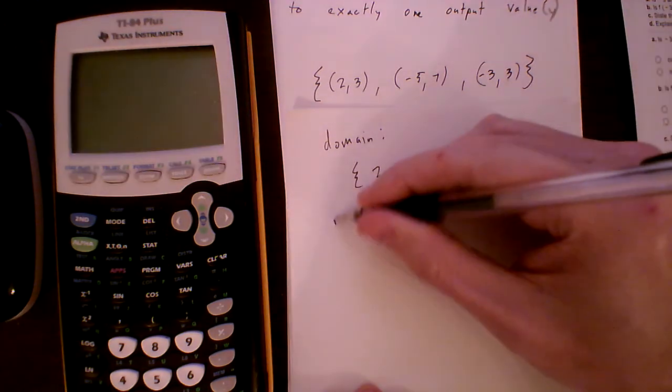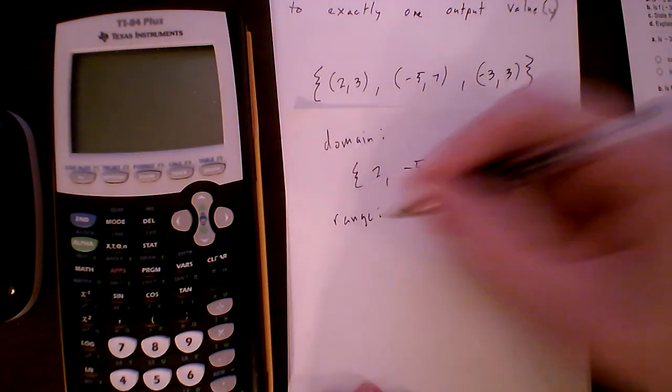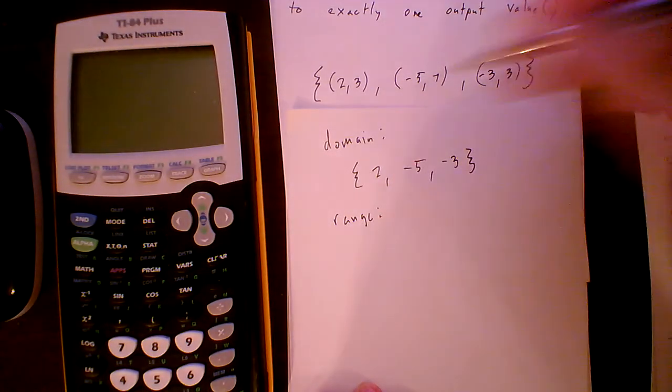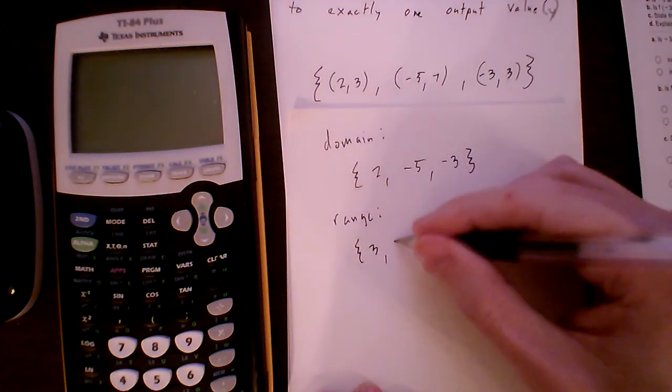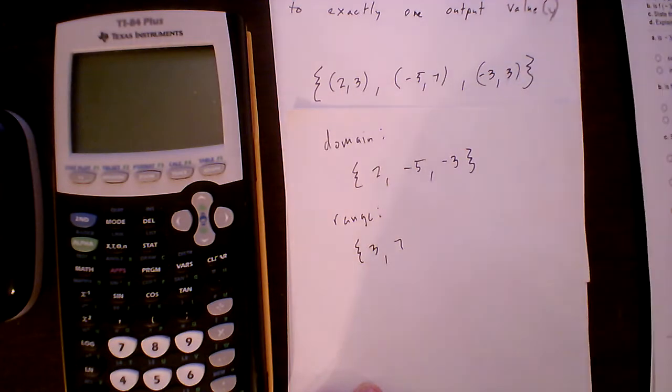The range, on the other hand, for this relation is just going to be the set of all the y values. So 3 and 7. And then you notice this y value repeats.